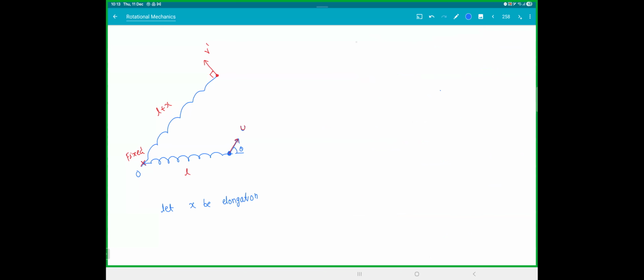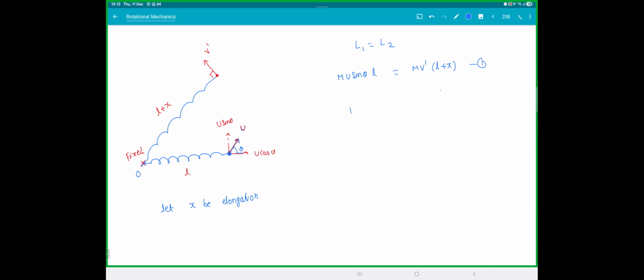So initial angular momentum is equal to final angular momentum. Initial angular momentum, remember mv perpendicular into L. So this component will be u sine theta. This component will be u cos theta. So this is m u sine theta into L. That's your initial angular momentum is equal to m v dash into L plus x.